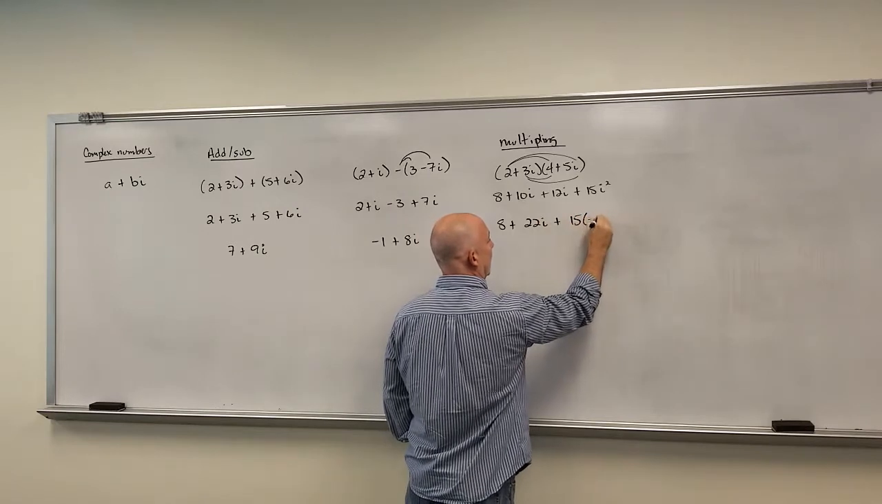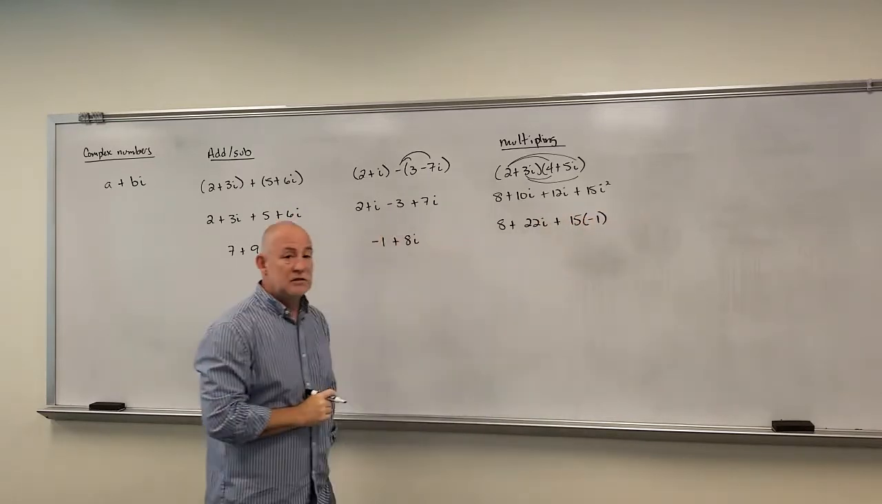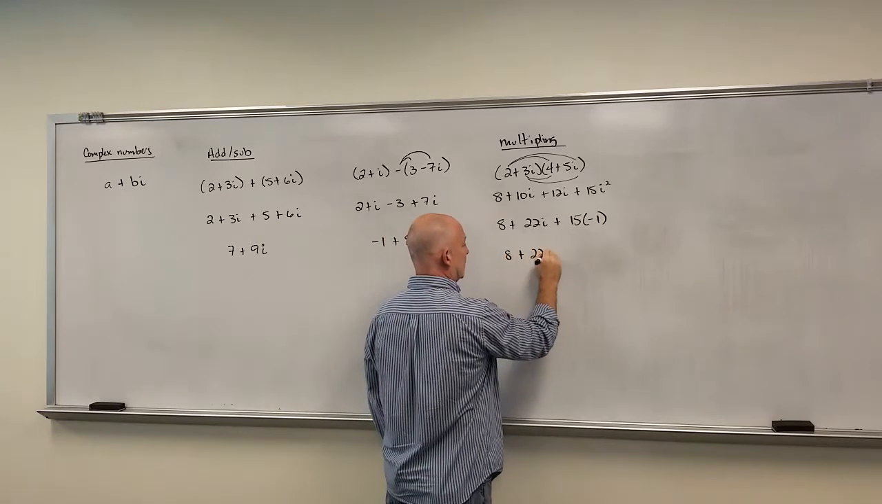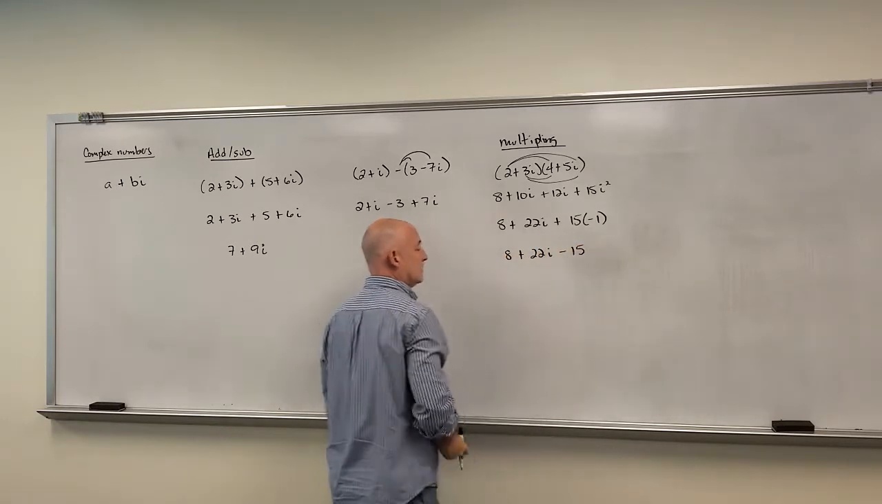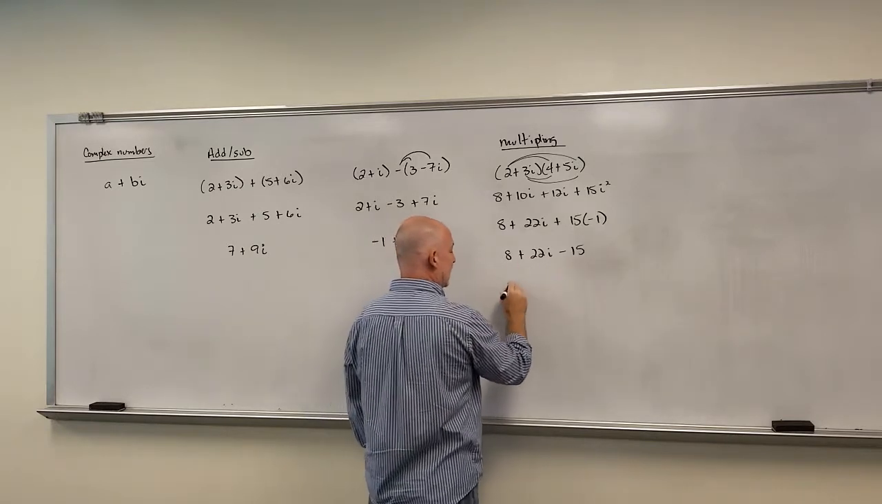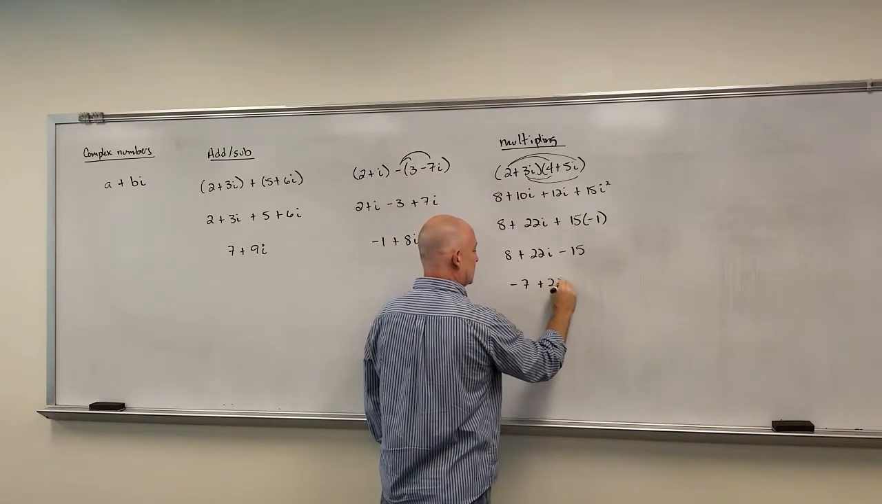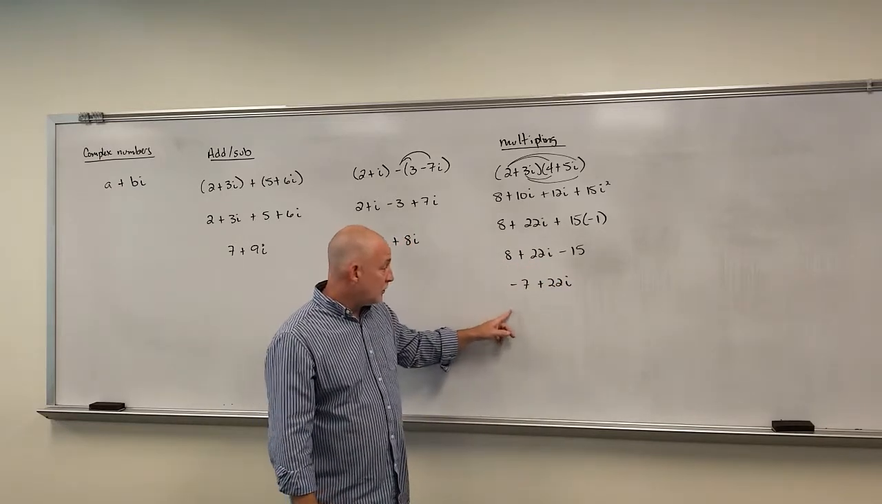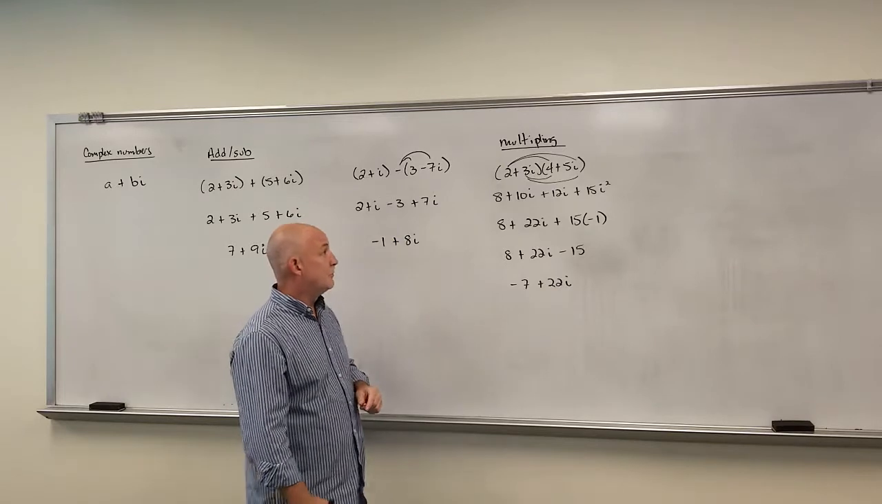But from the past, I know i squared can be simplified to negative 1. So this is 8 plus 22i minus 15. Now notice I can now combine these two, so negative 15 and 8 is negative 7 plus 22i. Notice when I did the arithmetic, I wrote the real number first and then the imaginary number.